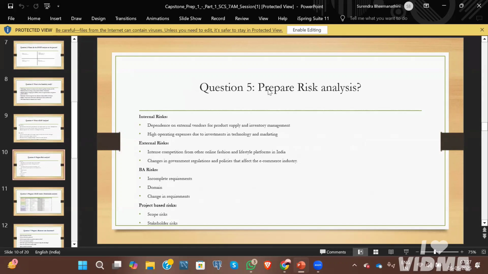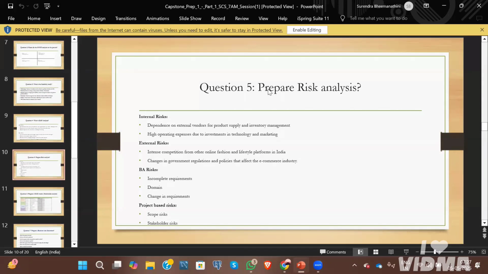What is prepare risk analysis? So guys, risk analysis is very important because as a BA, you need to conduct risk analysis on every project. So what kind of risk might you face once you accept this project? These risks are divided into internal risk, external risk, BA risk, and project based risk.